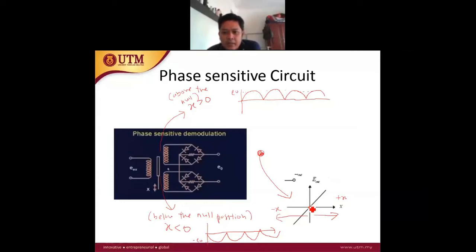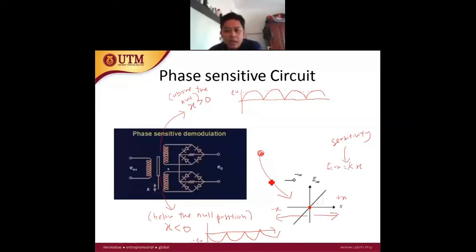So at the magnitude here, you can see a linear relationship, where E out is equivalent to K X. K is the sensitivity. So sensitivity we can calculate by measuring the slope of the linear line here.